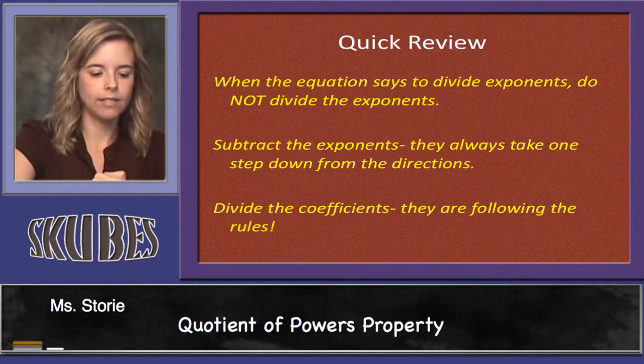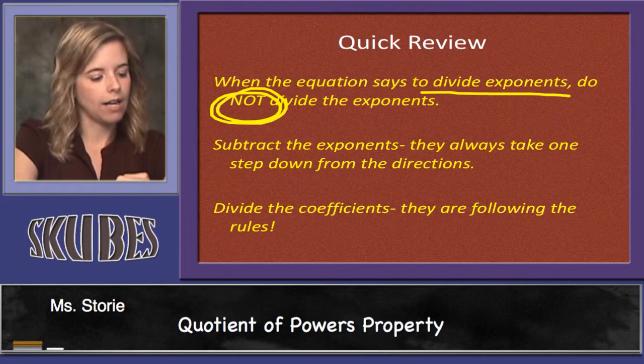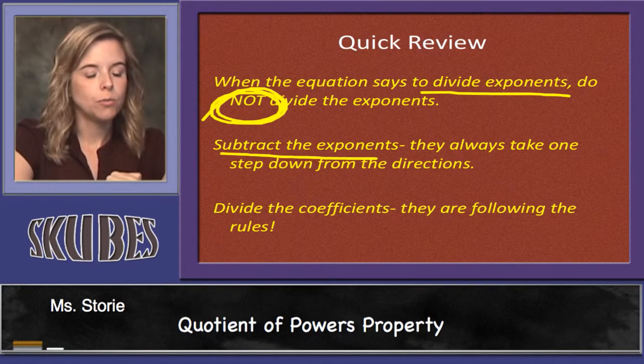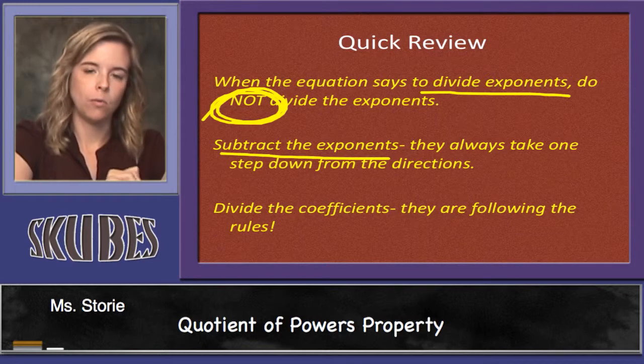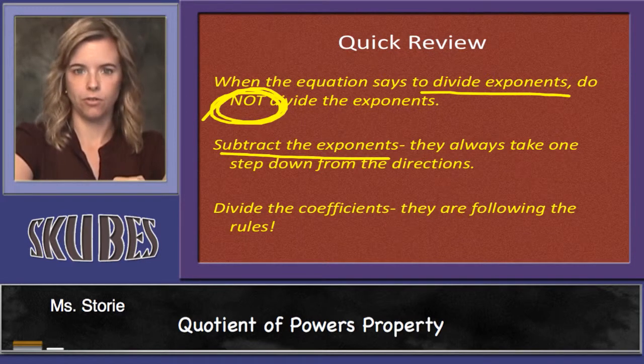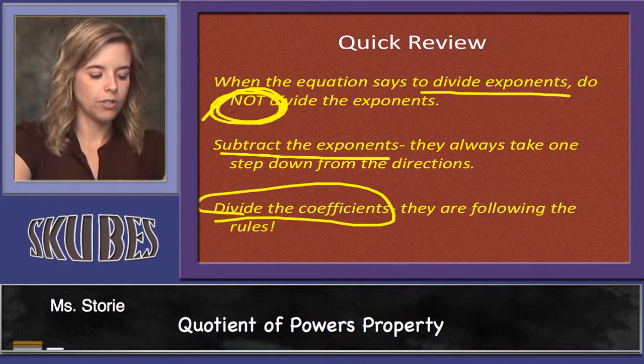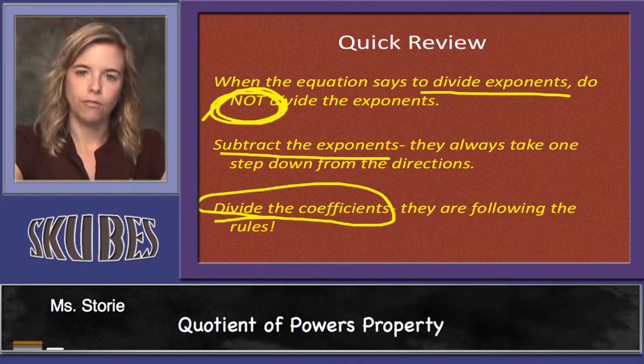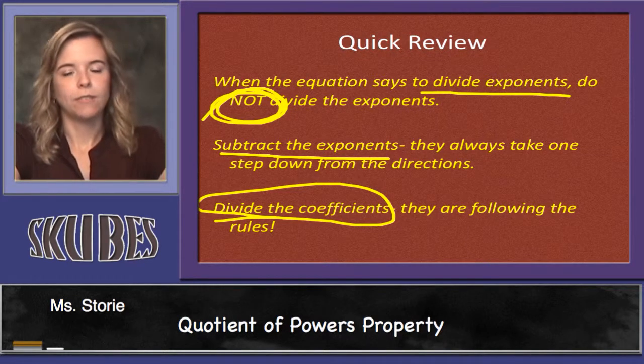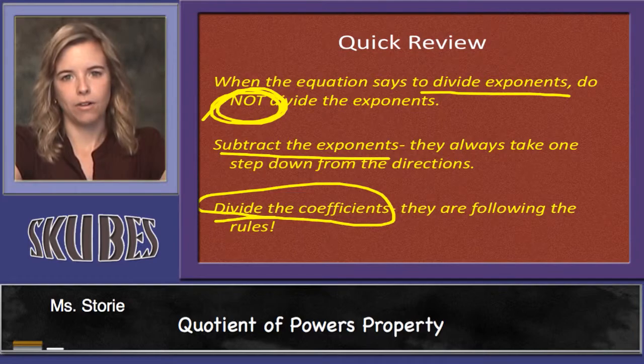Quick review, when the equation says to divide exponents, do not divide the exponents. You subtract the exponents. They always take one step down from the directions. They never follow the directions. However, for the coefficients, you do divide them because they are following the directions. And that's it for our lesson on quotients of power properties.